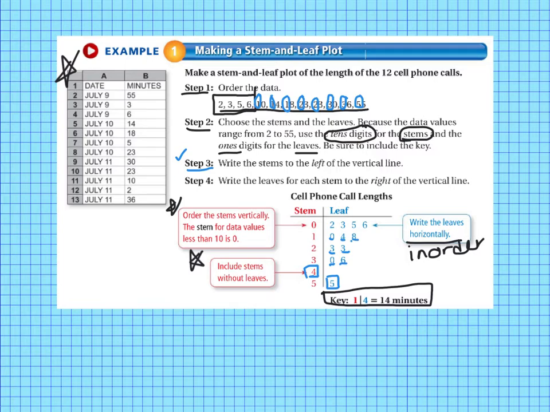Actually, that was step 3 and step 4 combined. I jumped ahead. So step 4 was writing the leaves. And then you have your stem and leaf plot, and don't forget to include your key.